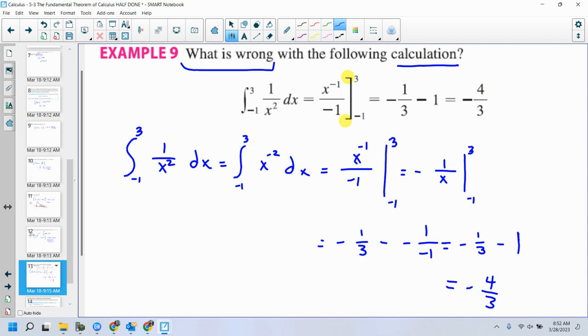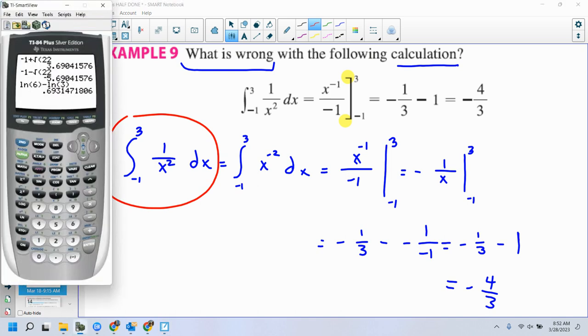Think about 1 over x squared. What is this truly representing? Again, don't lose sight of the end goal. What is that truly representing? The area under the curve of that, right? Well, what does that look like then?